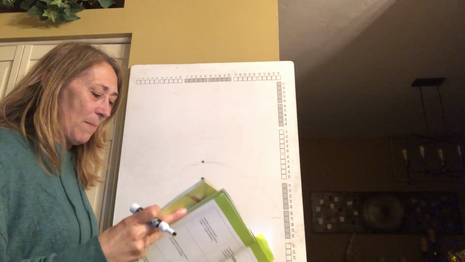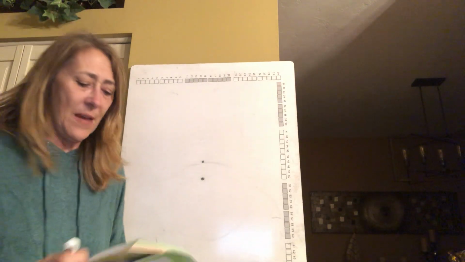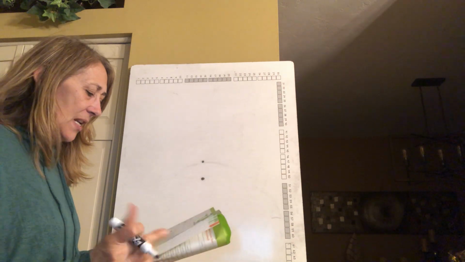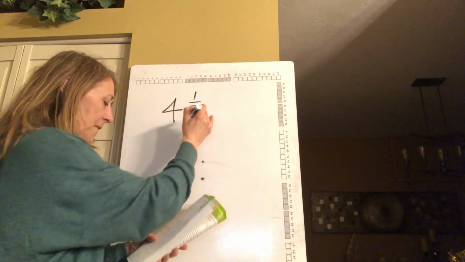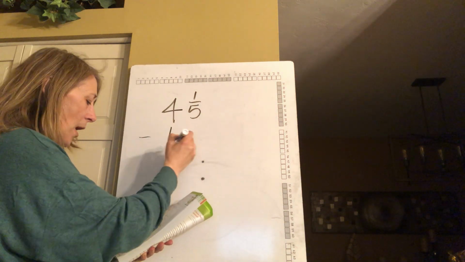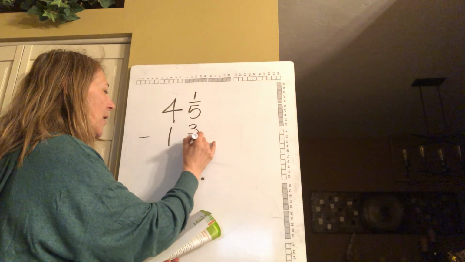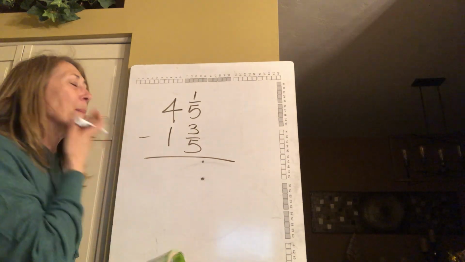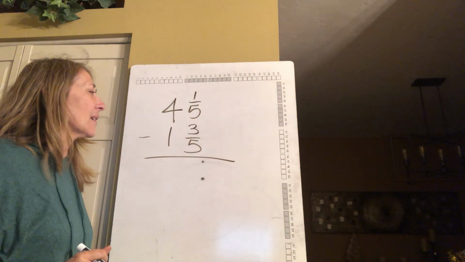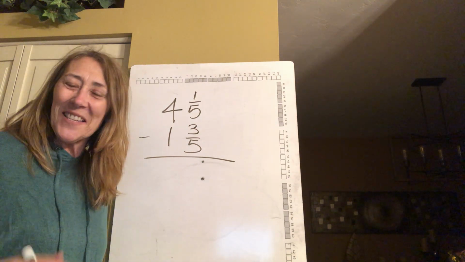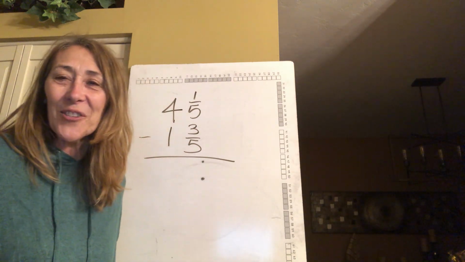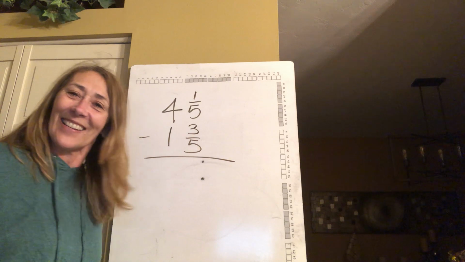Going back into our book, I think we left off on 13. Let's look at number 13. 4 1/5 minus 1 3/5. My denominator is fifths. I need some more. This would be a good time to pause it. Try solving this yourself, and we'll come back and take a check.